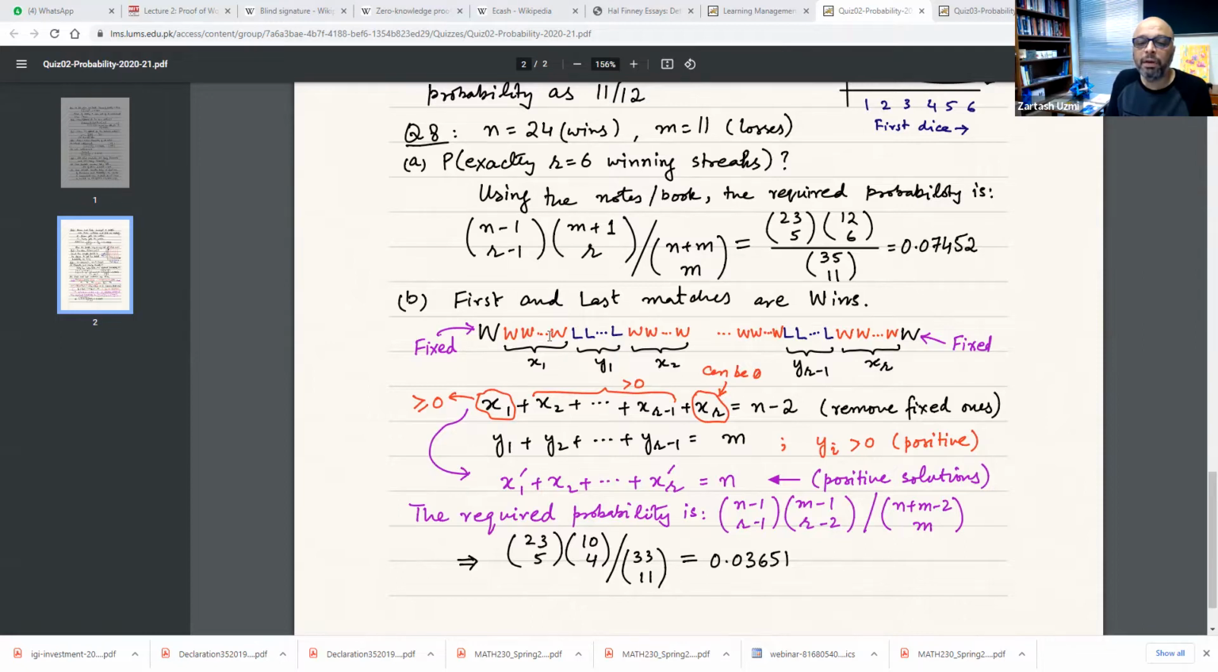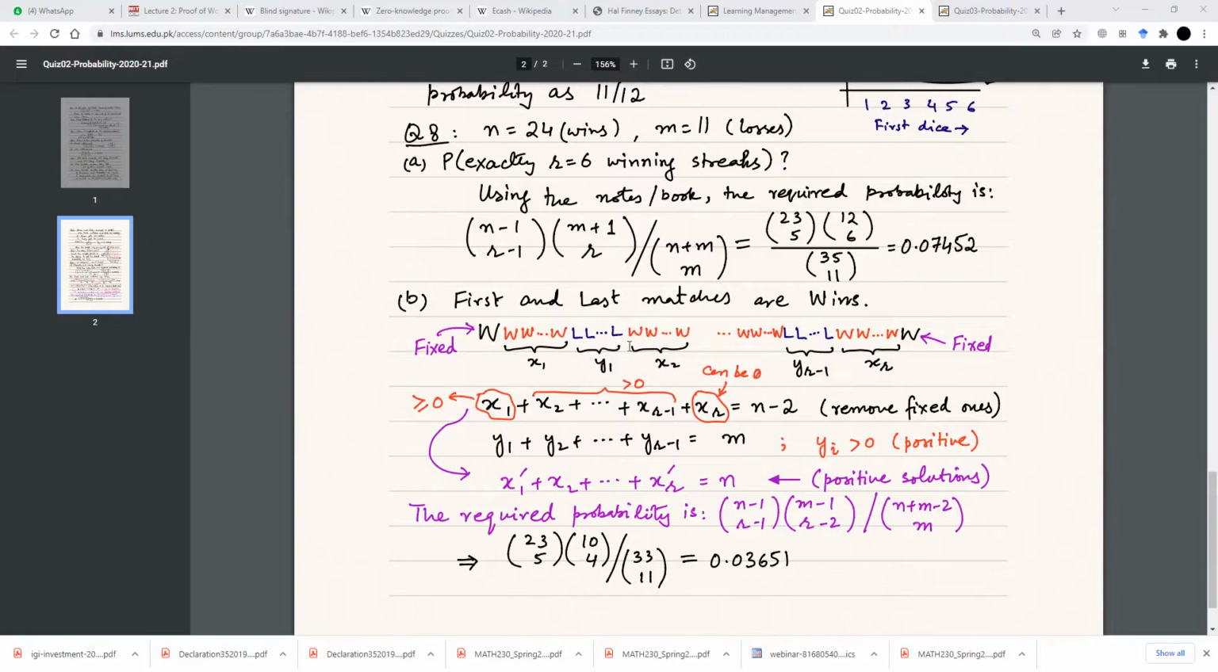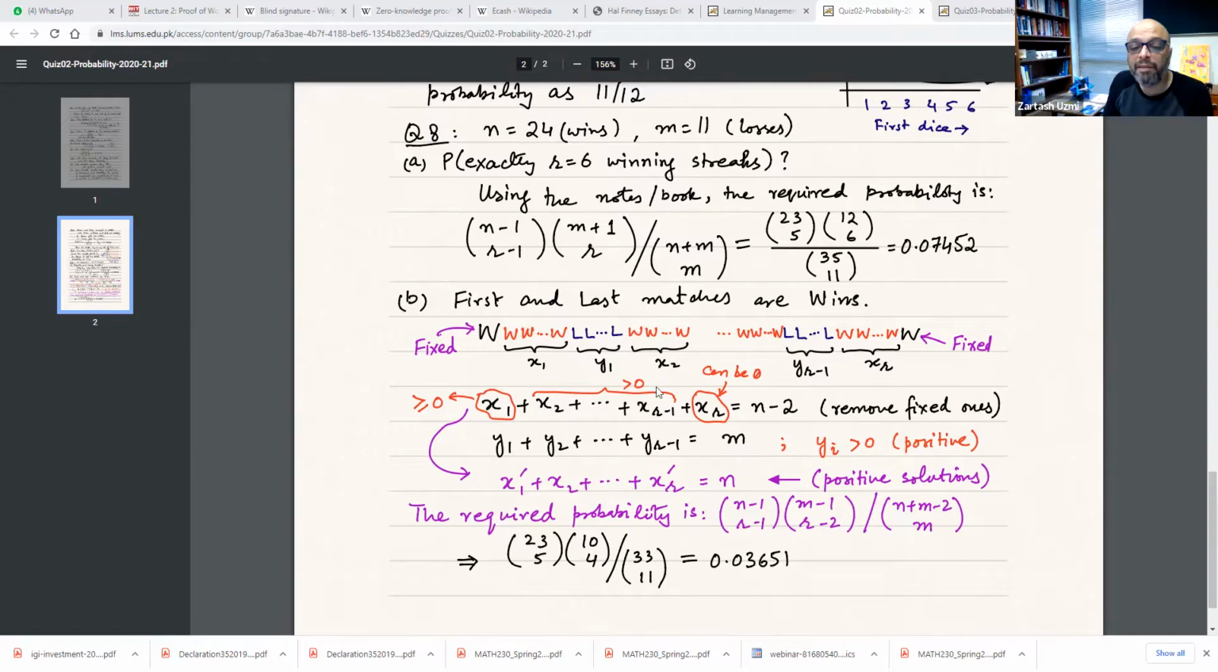उसके बाद I have x1 is the number of wins and x1 can be greater than or equal to 0. ठीक है. x1 can be greater than or equal to 0, which is the number of wins here, and y1 is the number of losses. y1 must be greater than 0. ठीक है. So ये y's जितने भी हैं जो losses हैं आपके पास, ये सारे के सारे आपके पास positive होने चाहिए, and all the x's which are the number of wins, they have to be positive except for x1 and xr, which can be 0. You understand that?